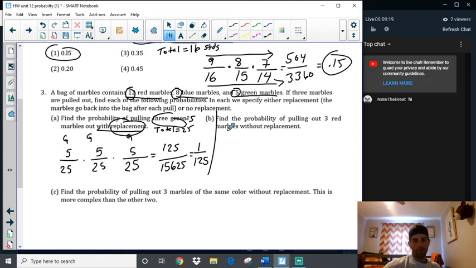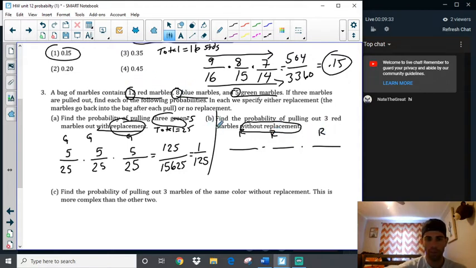Okay, B. Find the probability of getting 3 red marbles without replacement. So it's very similar. We're going to be pulling out 3 marbles. I want all of them to be red. So on the first pull, there are 12 red marbles, and there are a total of 25. Now, there are 25 marbles. I pulled one of them out. Pretend it's red, I put that off to the side because it said without replacement.